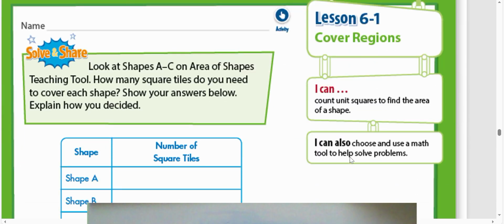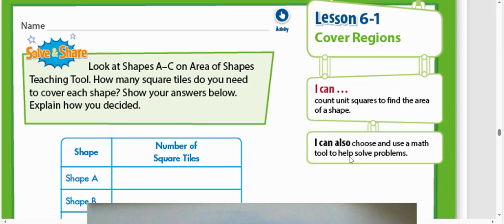In the next lesson, we will explain lesson number 1, cover regions. Lesson number 1, topic number 6. You can count unit squares to find the area of a shape, and you can also choose and use a math tool to help solve problems.